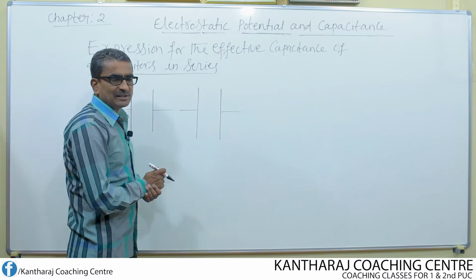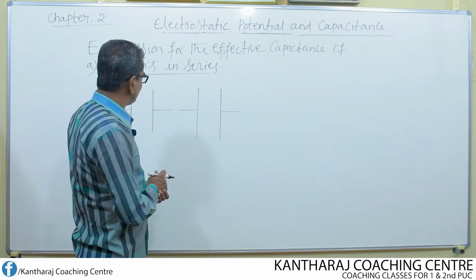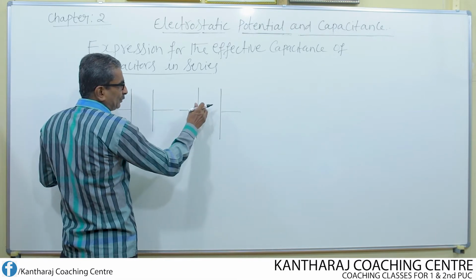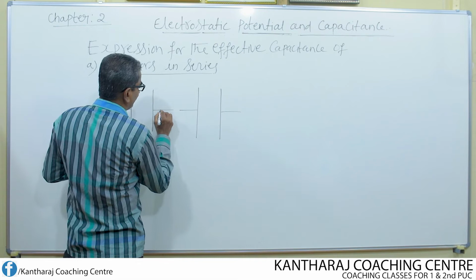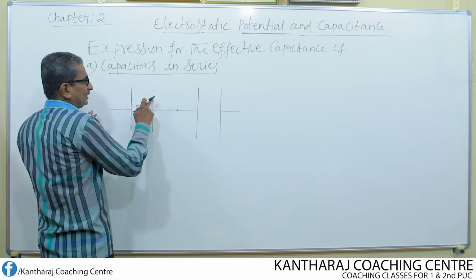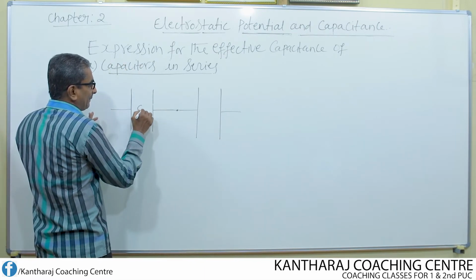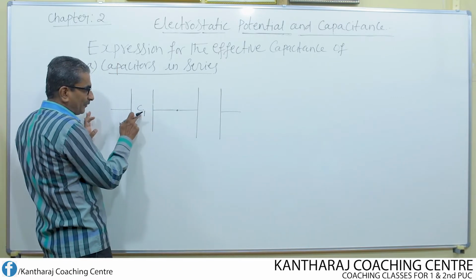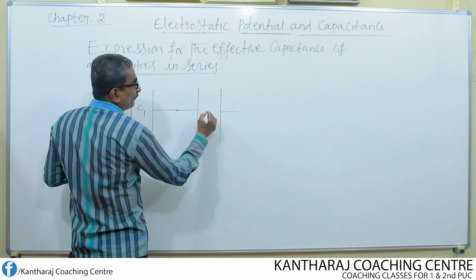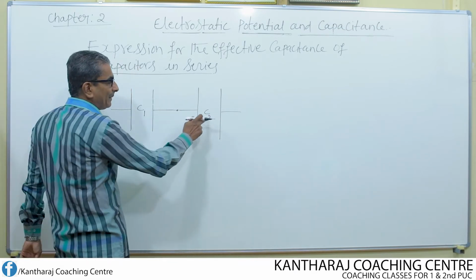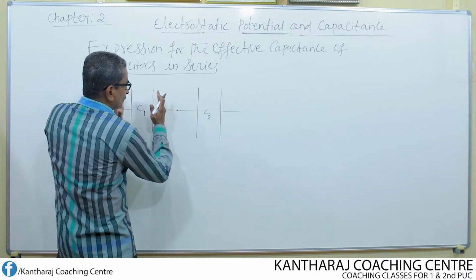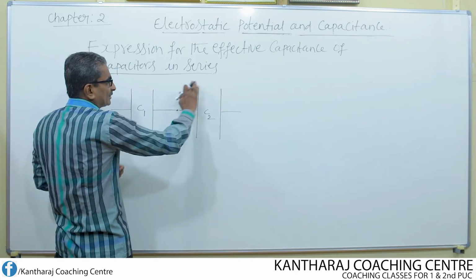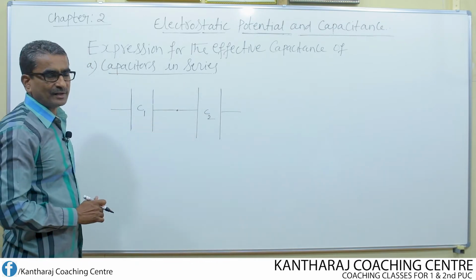When do we say that capacitors are said to be connected in series? If one plate of one capacitor is connected to one plate of the other capacitor, like this. So this is the second plate of the first capacitor of capacitance C1, and this is the first plate of the second capacitor of capacitance C2. So these two capacitors are connected like this. Now this combination is said to be in series.